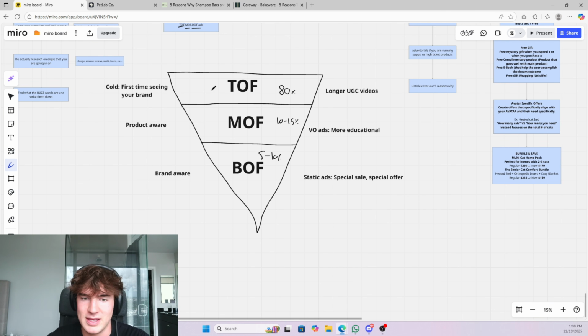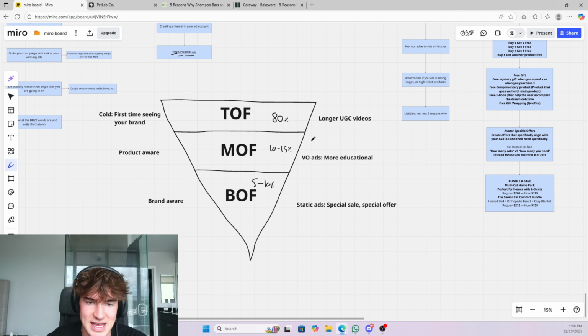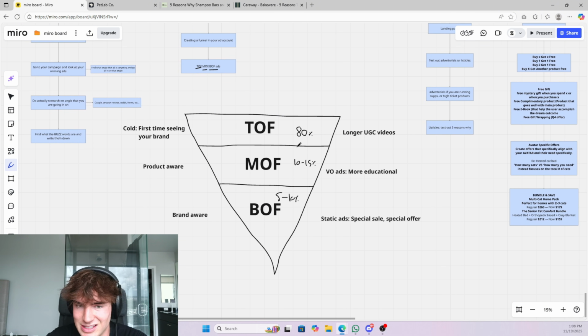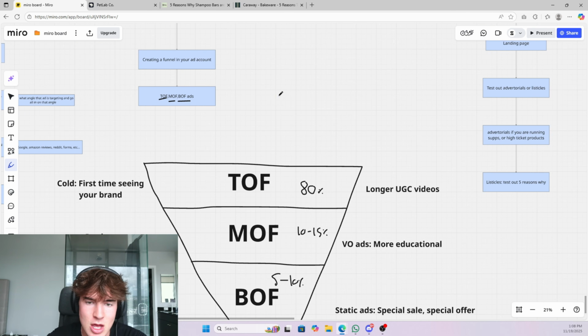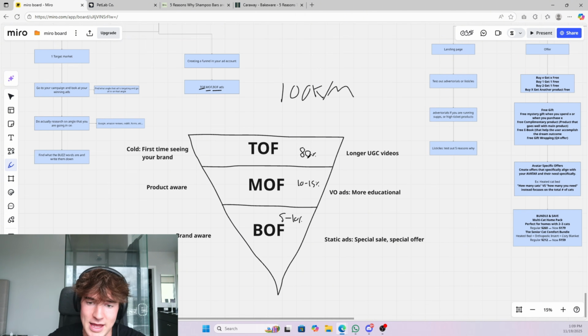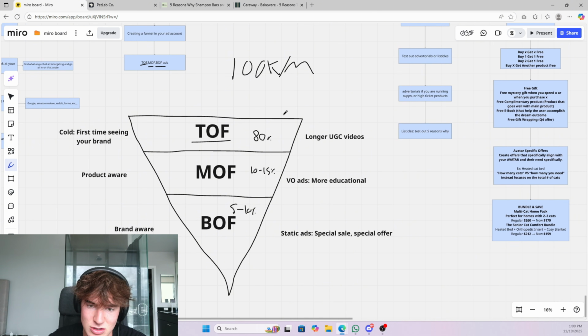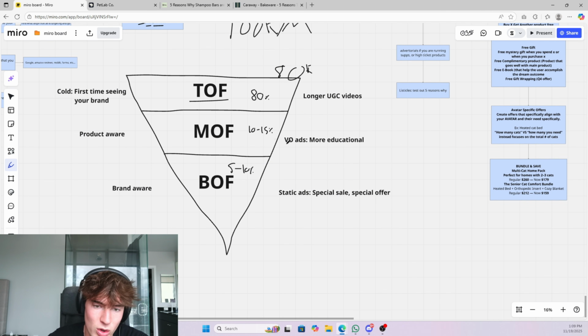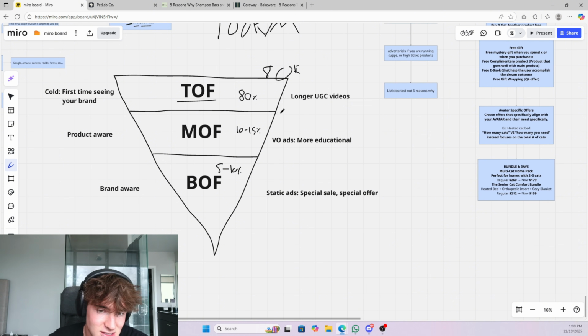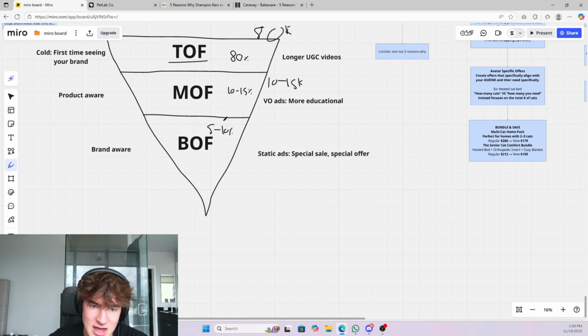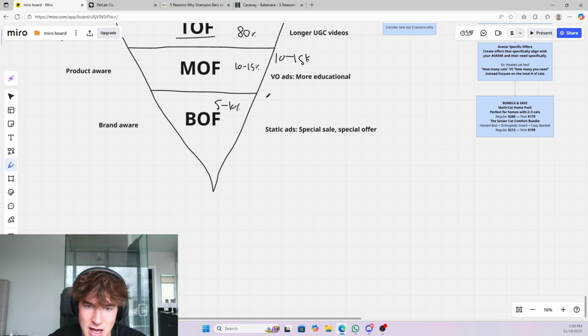I'll also explain how spending will work on these ads. This is why I got the percentages in here. Let's say you're spending 100K a month on ads. Around 80% of it is going to go to the top of funnel ads, so this will be around 80K in ad spend. 10 to 15% will be going to your middle of funnel ads, so this will be around 10 to 15K. And then 5 to 10% will be going to your bottom of funnel, so this will be around 5 to 10K.